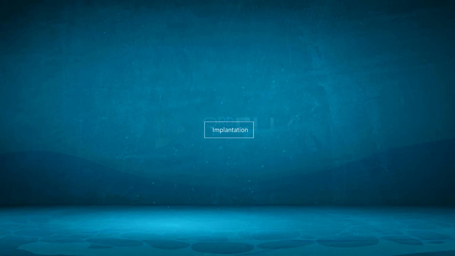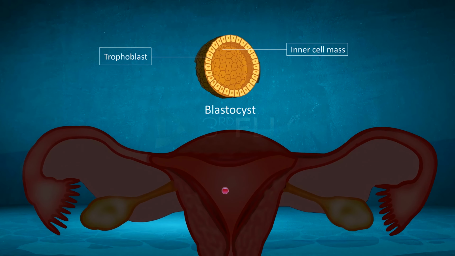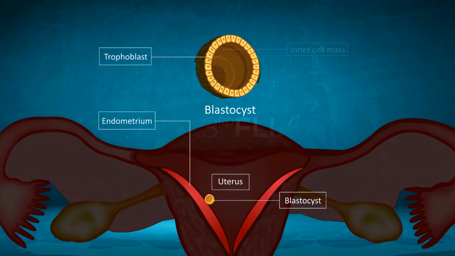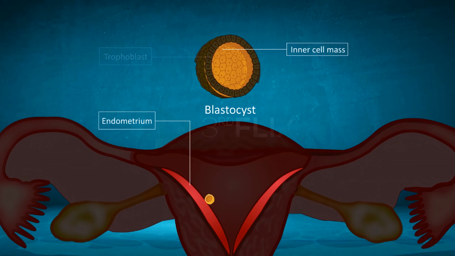Implantation. The trophoblast assists in the attachment of the blastocyst to the endometrium of the uterus. The inner cell mass gets differentiated into an embryo.